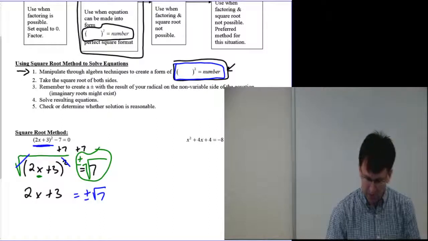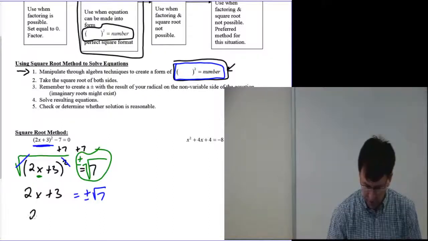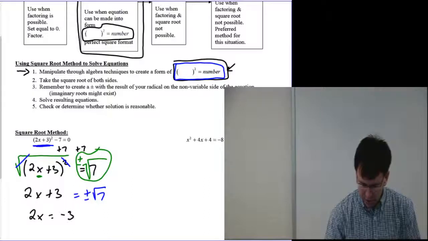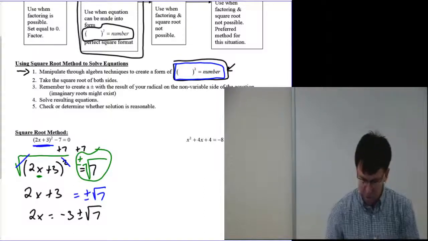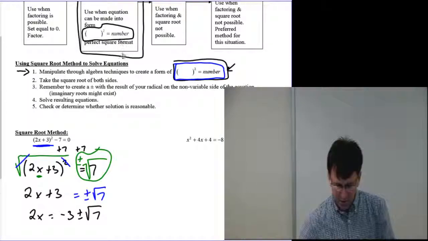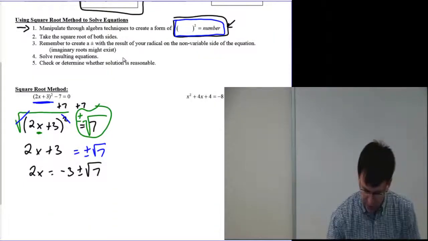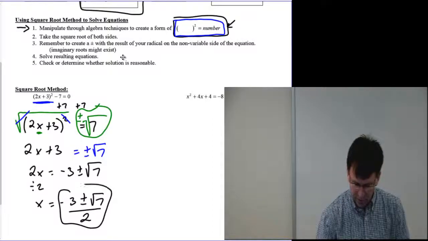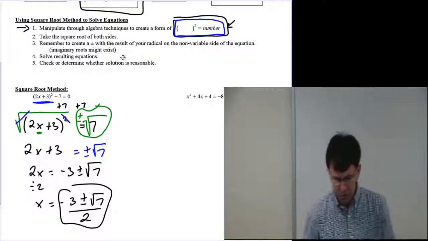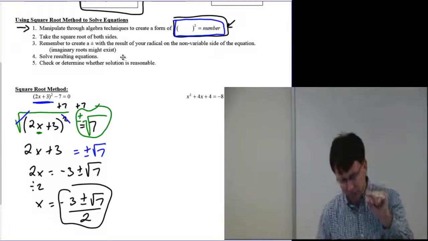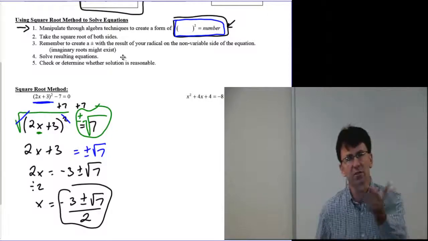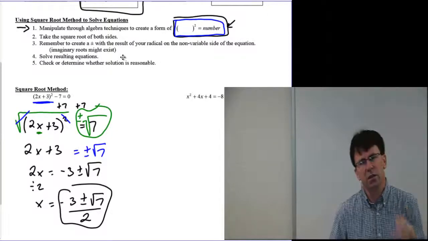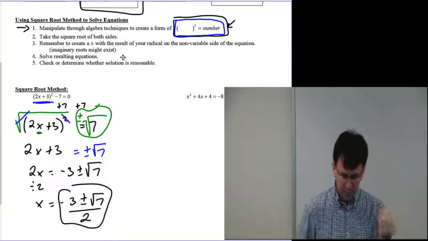And now I can use linear techniques to finish solving this problem. So I get 2x equals negative 3 plus or minus the square root of 7 by subtracting 3 from both sides of the equation. And then I would divide by 2. So finishing up with dividing by 2, I will get x equals negative 3 plus or minus the square root of 7 all over 2. Now this is my final answer, and one would argue maybe I should explicitly state it, but there's actually 2 answers here. One of them is negative 3 plus the square root of 7 divided by 2, and the other one is negative 3 minus the square root of 7 all over 2.